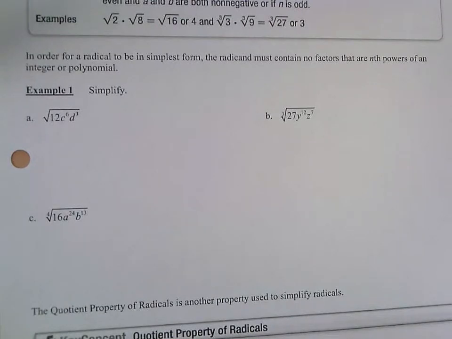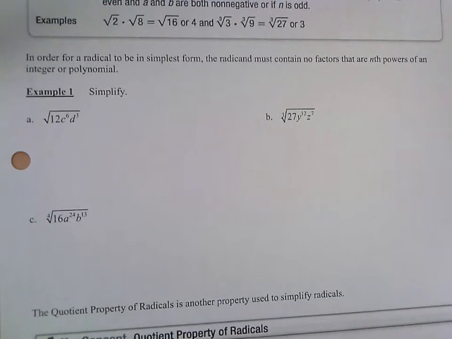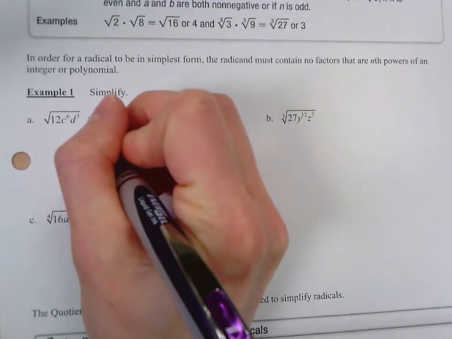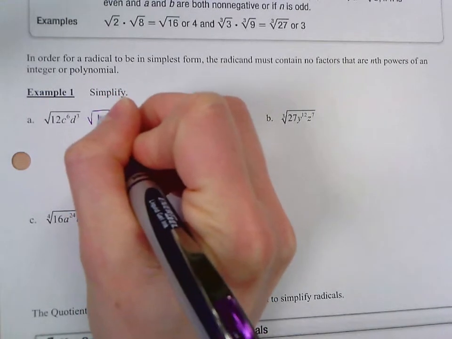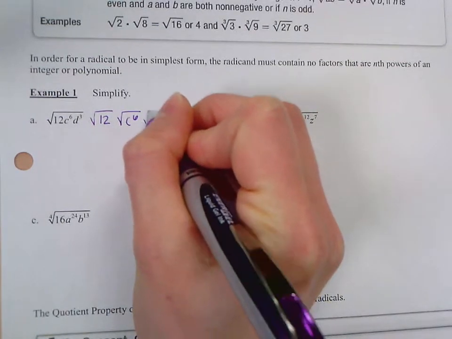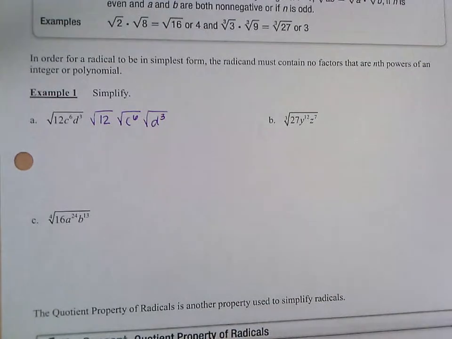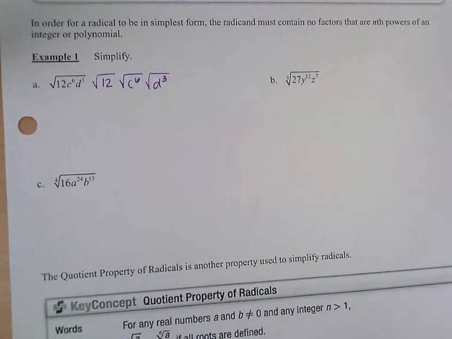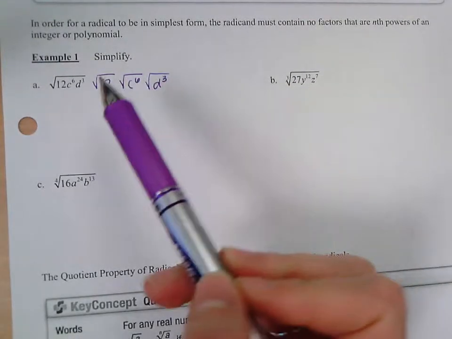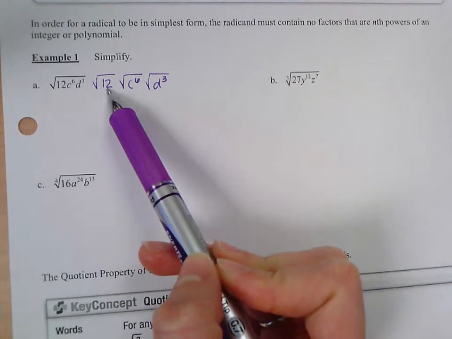So if we look at example 1a, we have the square root of 12c to the 6th d to the 3rd. So just like I showed in 6.4, I'm going to split this into square root 12 times square root of c to the 6th times the square root of d cubed. Because like I said, in 6.4, we had perfect squares, perfect cubes, and so on. Here we may not. So for example, 12 is not a perfect square, but is there a perfect square that goes into 12? 4 does.